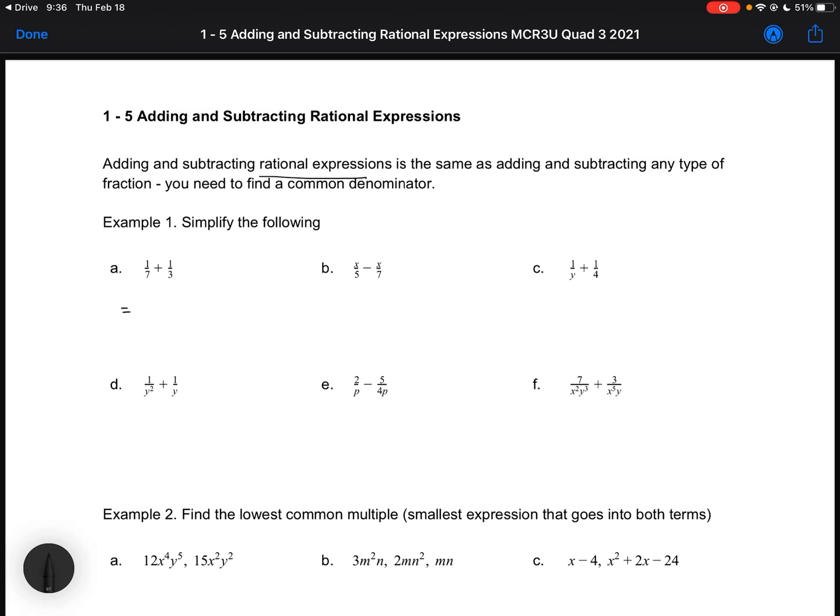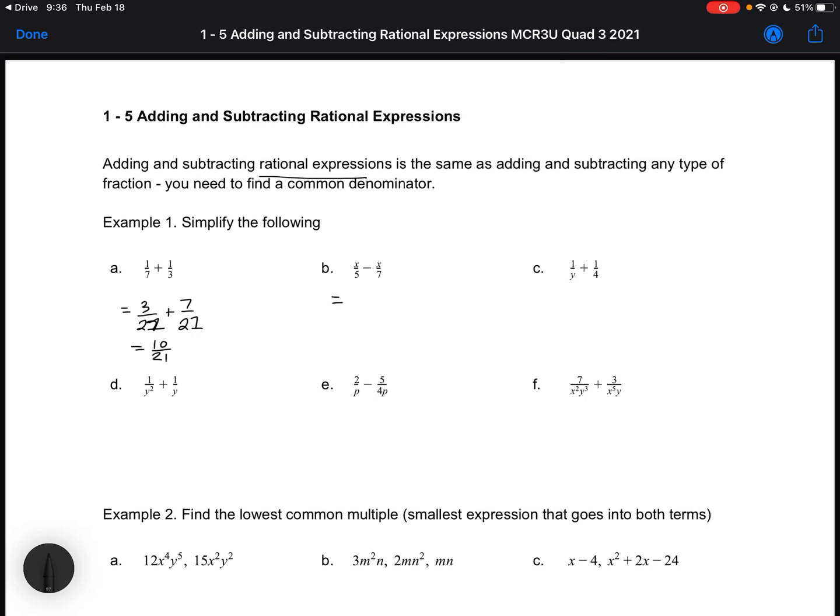The first fraction I'm adding is 1/7 plus 1/3. I need a common denominator. I can find that by multiplying the two bottom numbers together. So 3 over 21 plus 7 over 21, which gives me a final answer of 10 over 21.